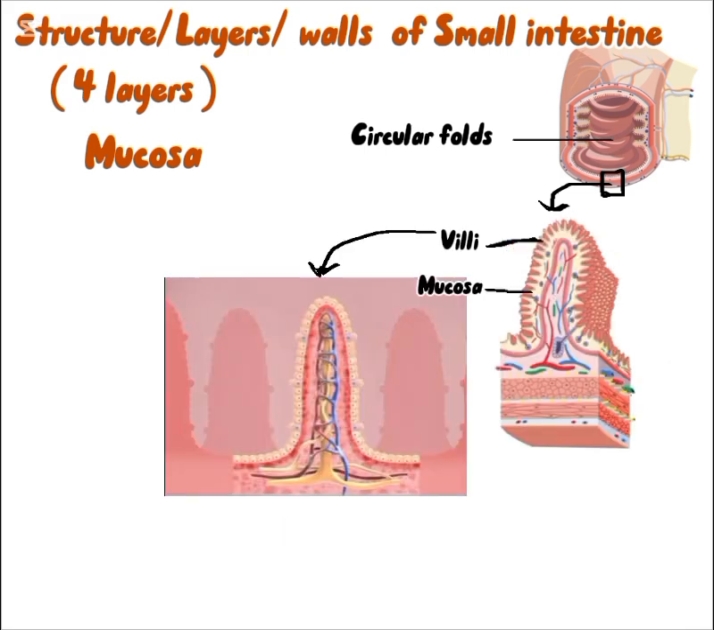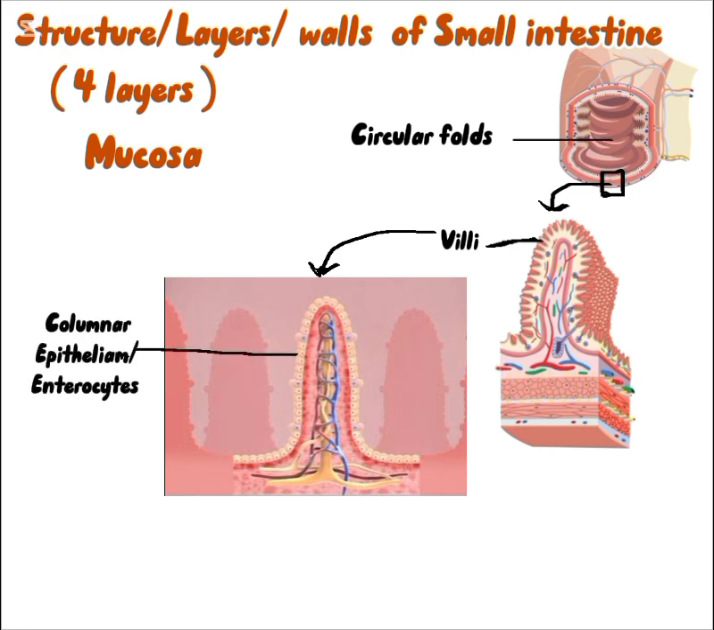Let's have a look at the structure of villi. So villi are the finger-like projections of the mucosal surface into the lumen, and they are about 0.5 to 1 millimeter long. Their covering consists of columnar epithelium, enterocytes, and microvilli. Goblet cells that secrete mucus are also found interspread between the enterocytes.